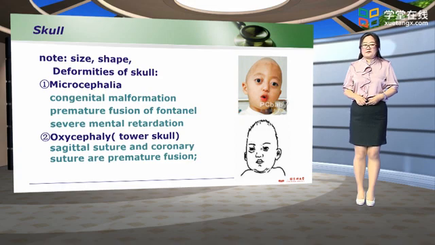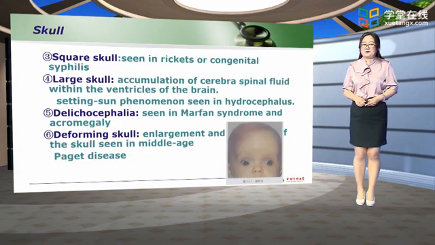First, microcephaly. It is a congenital malformation which may be caused by the premature fusion of the sutures, and the skull is very small, so the brain can't develop and the patient may have severe mental retardation. Second one, oxycephaly, which is caused by the premature fusion of the sagittal suture and coronal suture. Because the head is pointed like the tip of a tower, it's also called the tower skull.